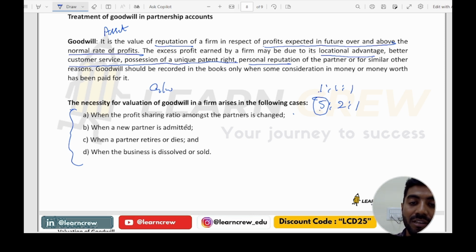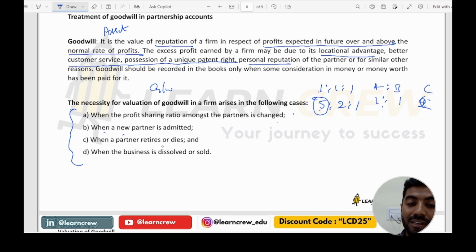Second, when a new partner is admitted. The new partner coming in gets an additional benefit. Say for example, A and B are sharing the profit in 1:1. Now C comes in. When C comes in, he gets 1 share or 2 shares. For this share, he has to give in some goodwill. So here it talks about when a new partner is admitted.